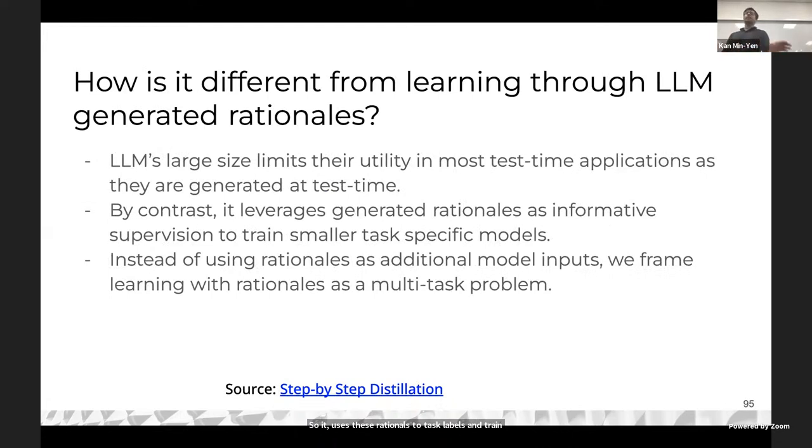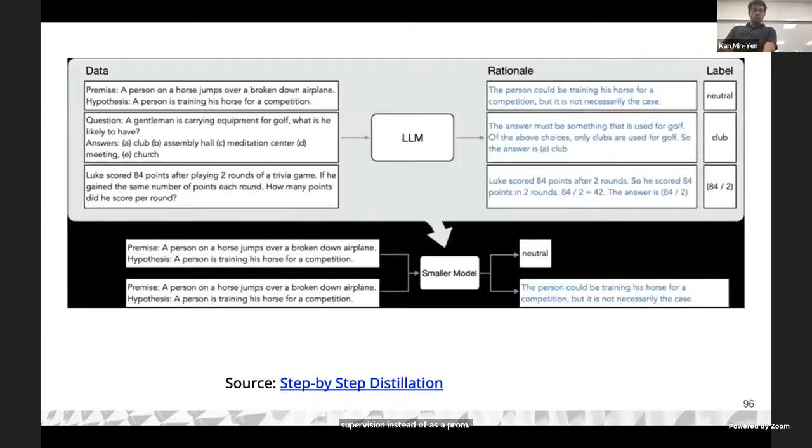It is a bit different from knowledge distillation or learning through large language models, for two basic reasons. One, it doesn't need inference at test time, so that leads to lower computational costs, and it also means that overall inference time would be lower. And it uses the generated rationales as supervision instead of as a prompt. So this is how it works.